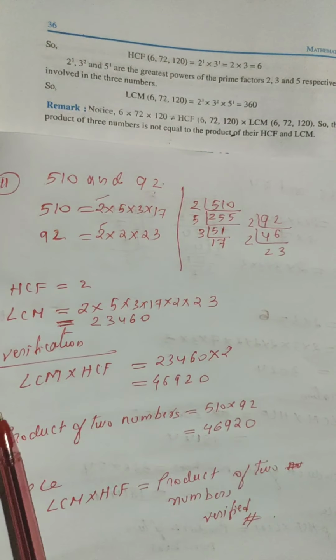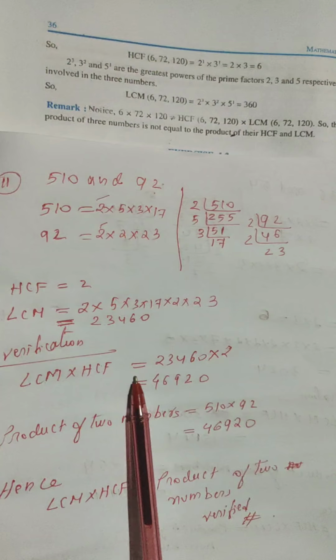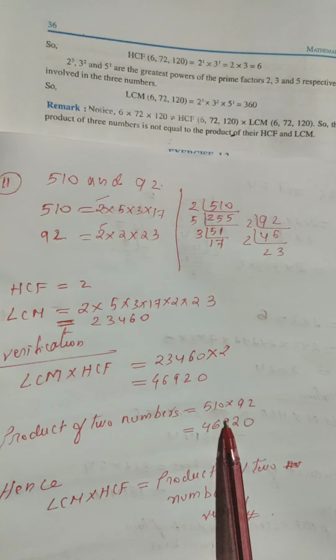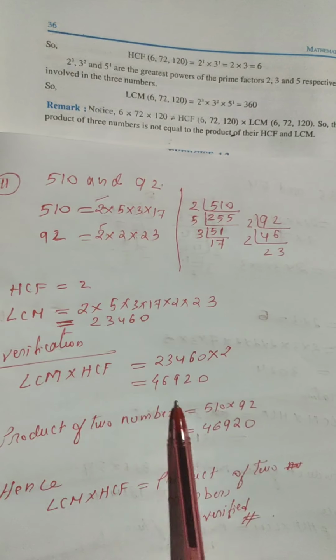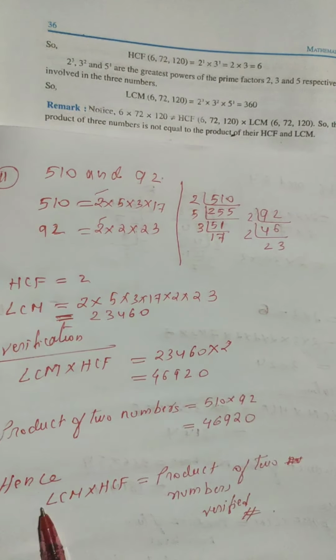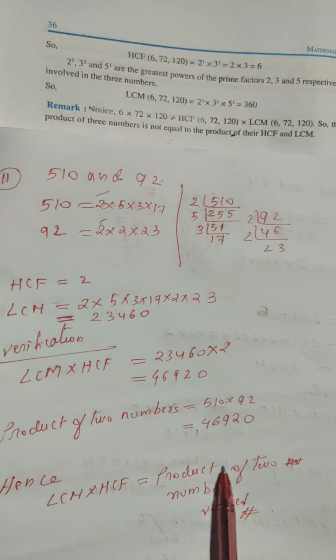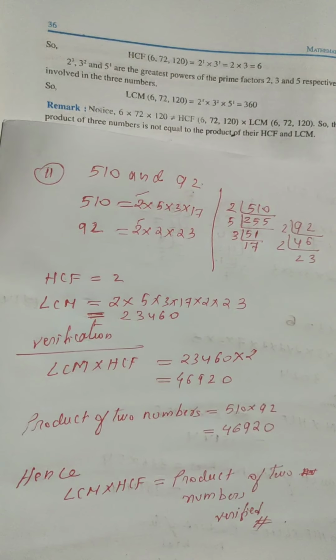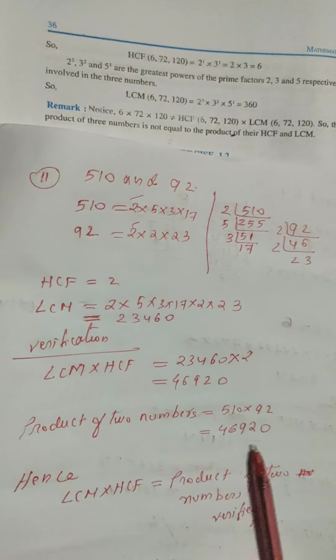Now here LCM into HCF is also 46920. Again the product of two numbers is also 46920. That means both sides of the answer are the same. That means it is verified. Hence LCM into HCF equal to product of two numbers, hence verified. So this is the final solution. So in this way we have to solve this.